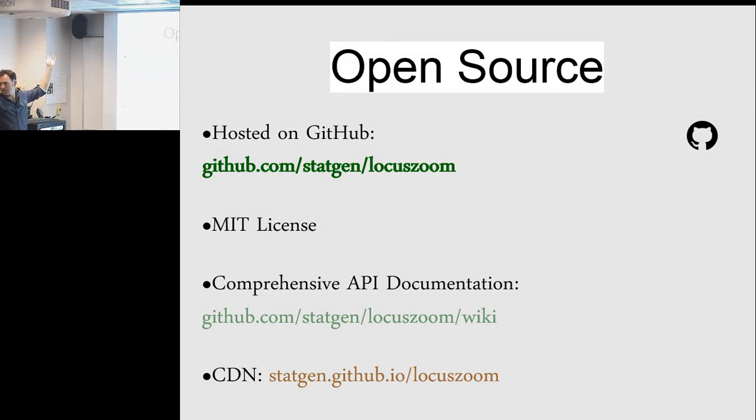MIT license. We wanted to go for the most liberal one we could find. We have comprehensive documentation that we're trying to update all the time, and we also have a CDN for it. All that stuff is up there. Now, is the MIT license because Broad is involved, or because it's easier to deal with them as our own? So the MIT license, I actually selected that license personally.